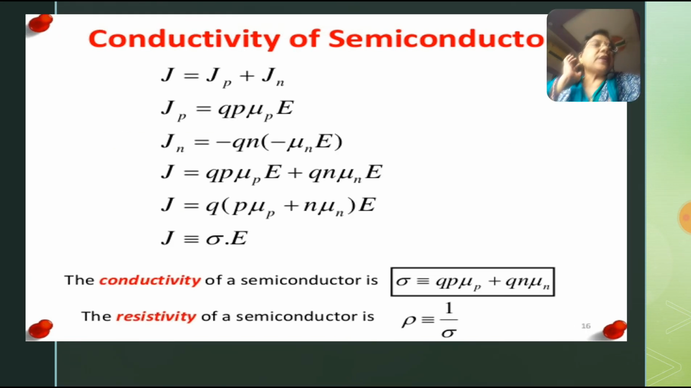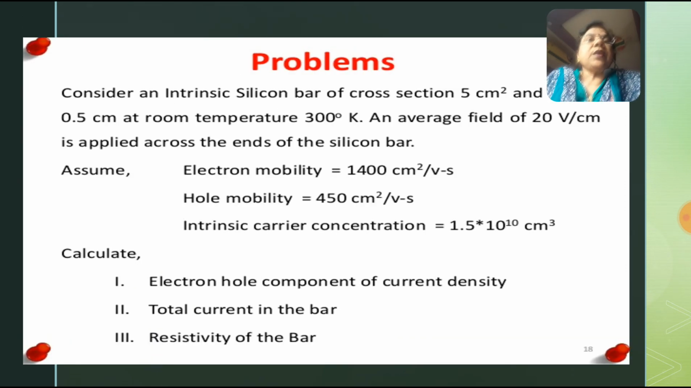Here you just see the conductivity of semiconductors. Now J is equal to Jp plus Jn. So J is equal to sigma E. The conductivity of the semiconductor is again q p mu p plus q n mu n, and the resistivity of the semiconductor is rho is 1 upon sigma. Now what problems are given here to solve for the different average field.